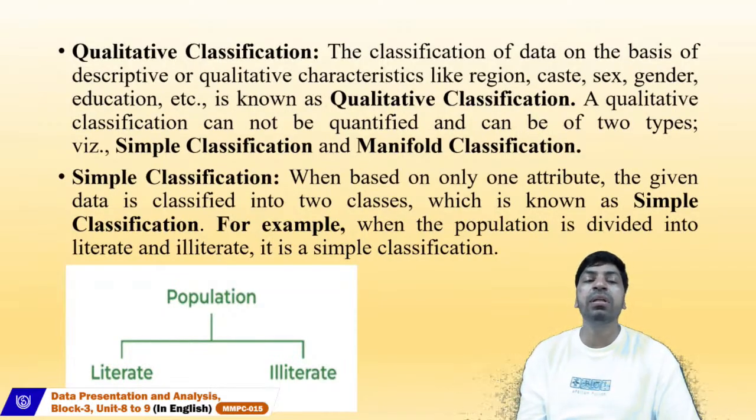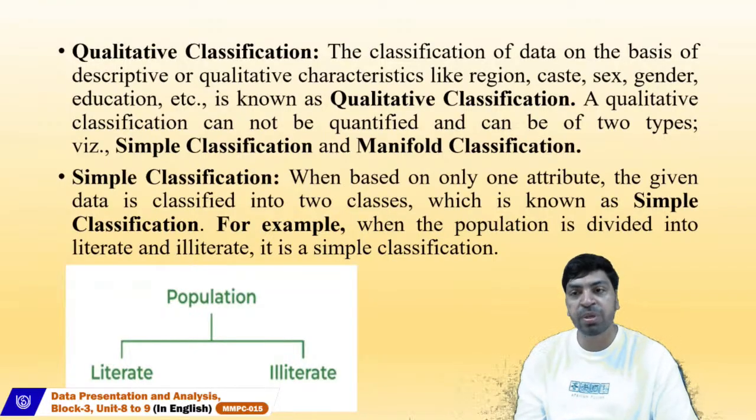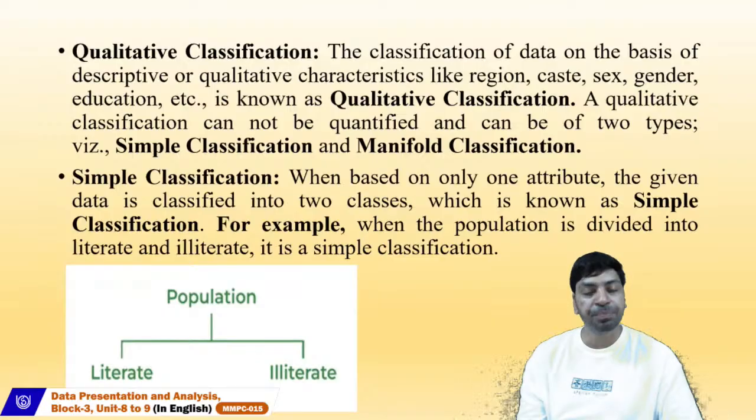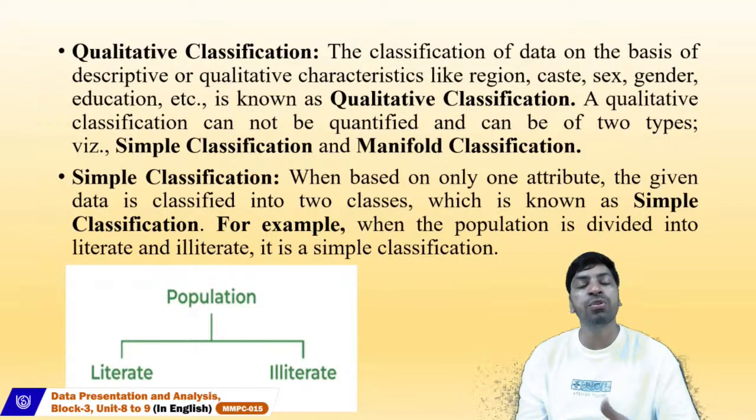When we talk about simple classification, it considers only one attribute. That means the data is classified into two main classes. That's called simple classification. Let's take one of the main cases, that is population, and it's classified into two classes or two main parts, that is literate or illiterate.